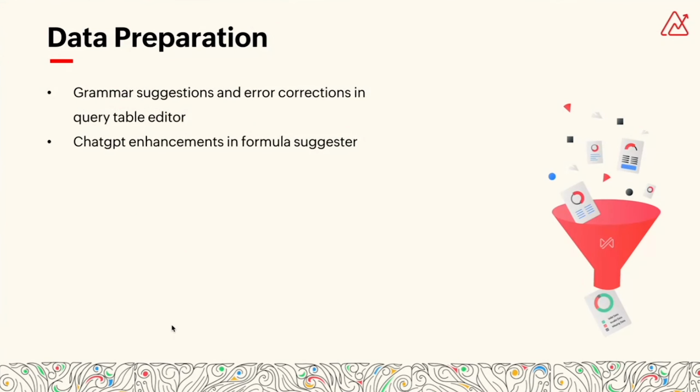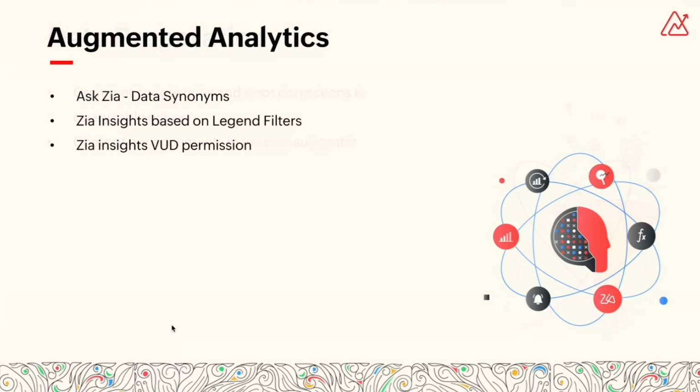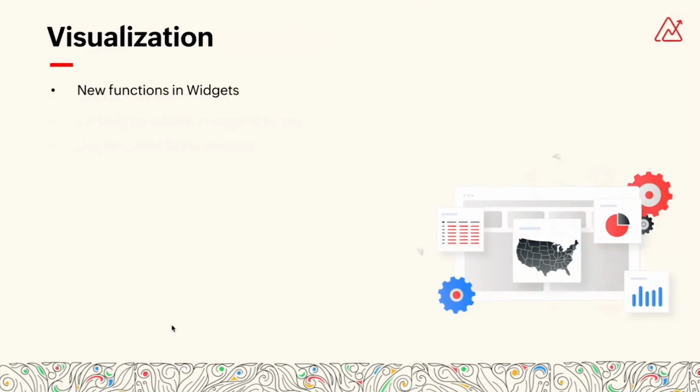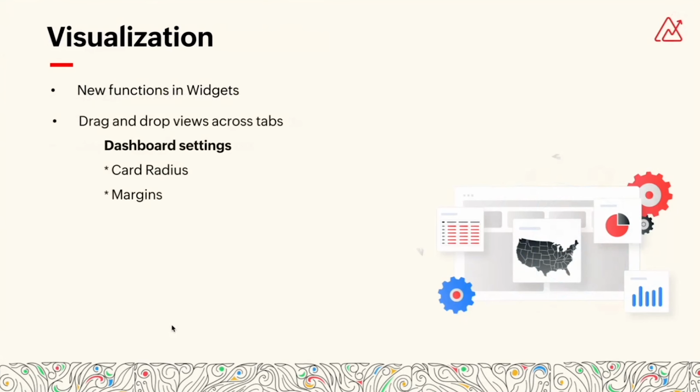Moving on to the preparation layer, we constructed query table with the help of grammar suggestions and discussed ChatGPT's enhancements in the formula suggester. Next up, we saw an update to support data synonyms from Ask Zia. And then we ran through a couple of updates from Zia Insights on the support of legend-based filters and view underlying data access. Following that, on the visualization layer, we looked into the new function supports in widgets and a couple of design updates in the dashboard. And then from the geo mapping, we looked into the support of static states and map. And finally, we went through the updates in the pivot table.